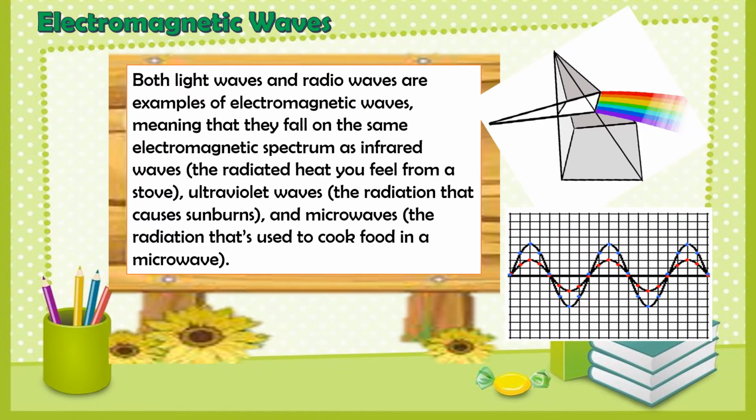So both light waves and radio waves are examples of electromagnetic waves, meaning that they fall on the same electromagnetic spectrum as infrared waves, the radiated heat you feel from a stove, ultraviolet waves, and microwaves, the radiation that's used to cook food in a microwave.